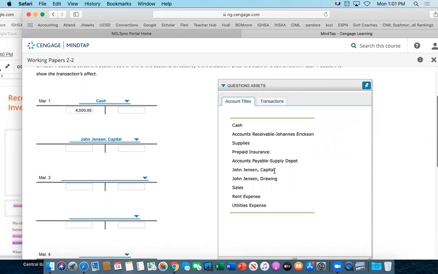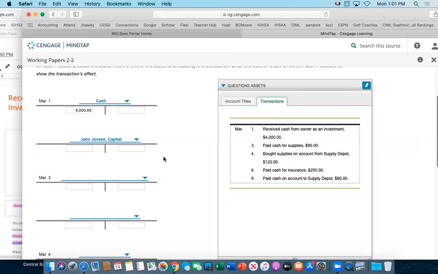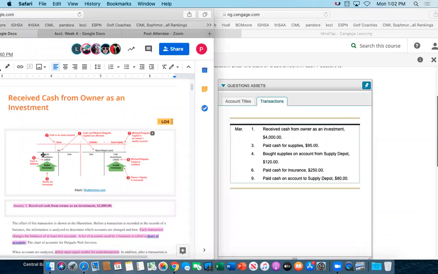This is John Jensen. If you didn't remember, John Jensen's here on the accounts. This is capital. You don't have to type it out. That's fantastic. We used to have to type that out. Now we're getting lazy. Love it. Okay, and then you put 4,000 there. Why am I putting cash first? Because we always are going to put the debit first. Why am I increasing capital? It's his sweat equity that he's putting in. It's his capital. It's his money. Sound okay? Any questions with this? Just like one in our notes.